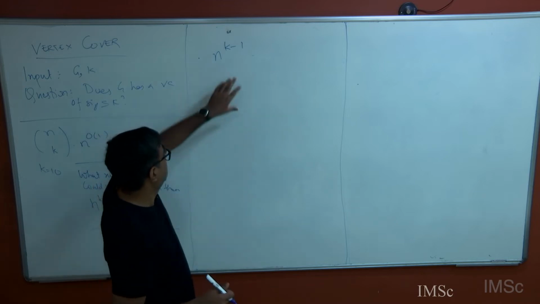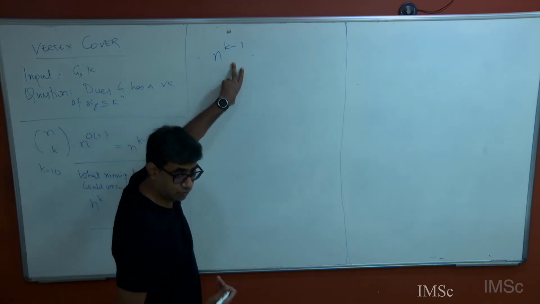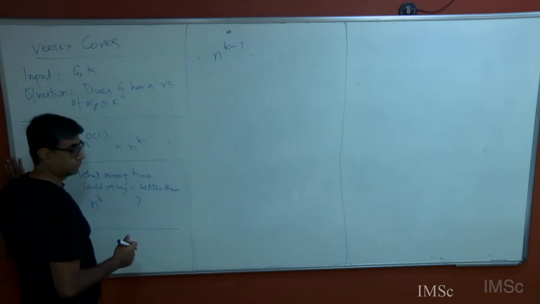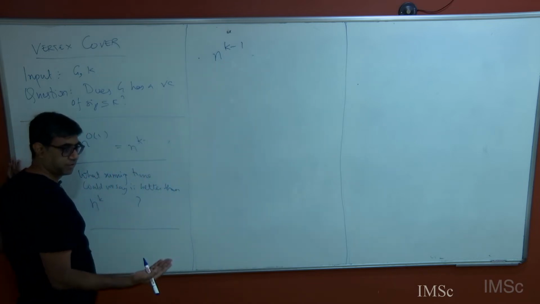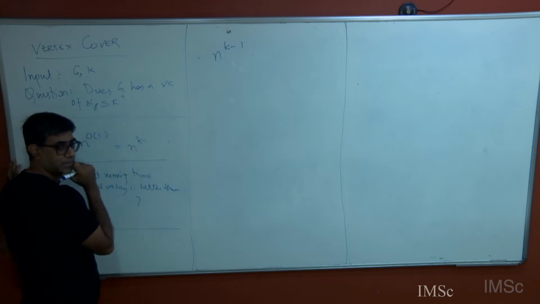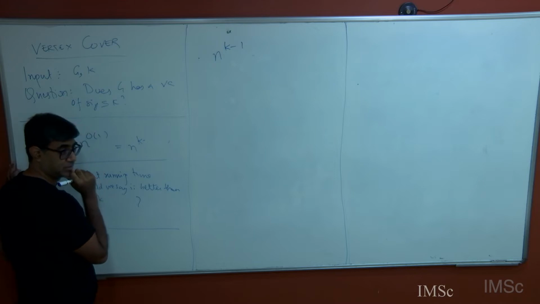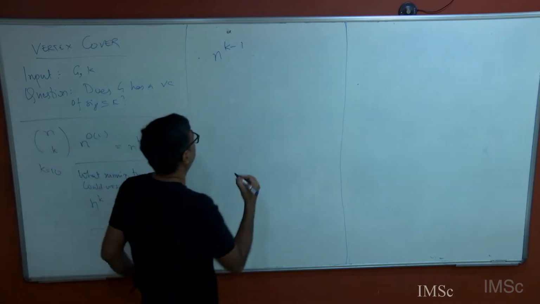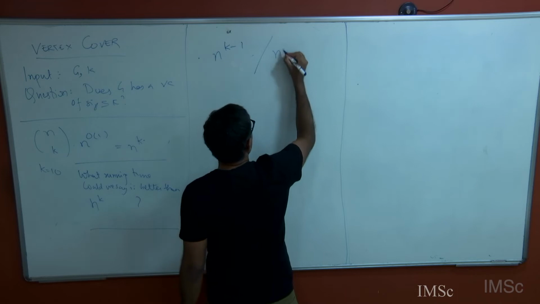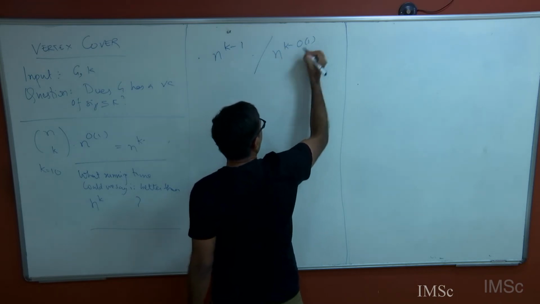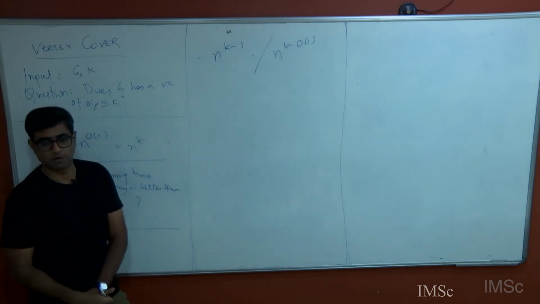So for example, in this algorithm, we enumerate all subsets of size k, and that is how we got n to the power k. Now I'm trying to ask you for an algorithm where maybe you don't need to enumerate all subsets of size k, maybe k minus 1 is enough, for example. Is it always possible? You get my point, right? An algorithm of the form n to the power k minus big O of 1. This is also a form of algorithm.